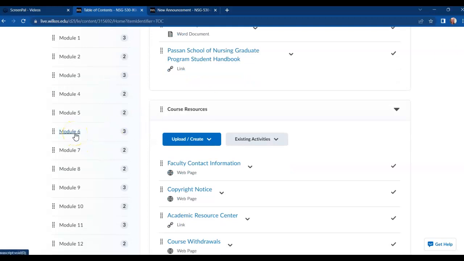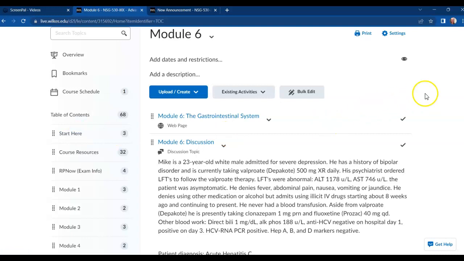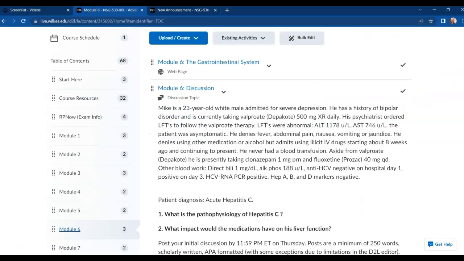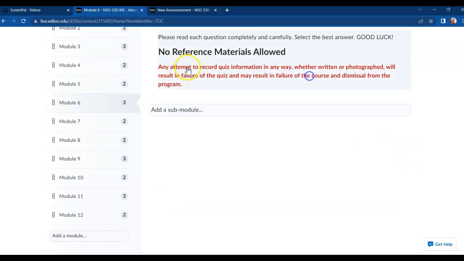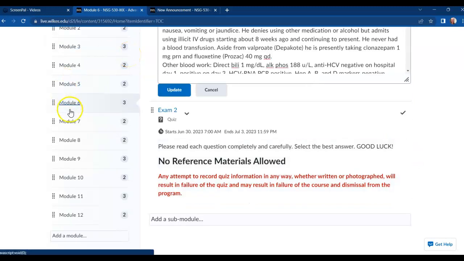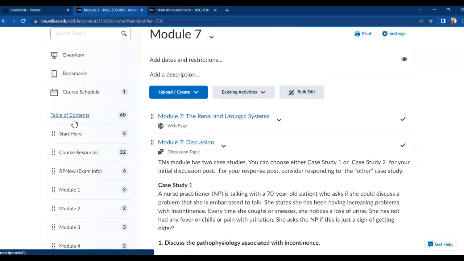Just a brief reminder, in week 6, you do have your exam. At the bottom, make sure you finish that. Don't forget to go through the proctoring service RP now. If you want more information, I did post in the week 6 announcement all the information necessary.